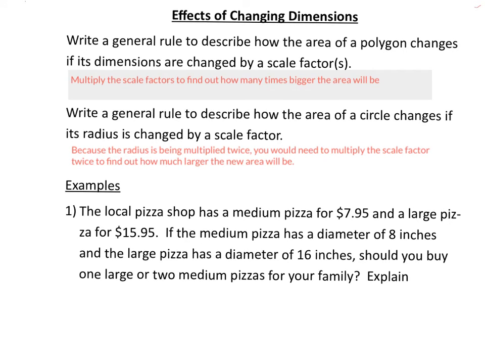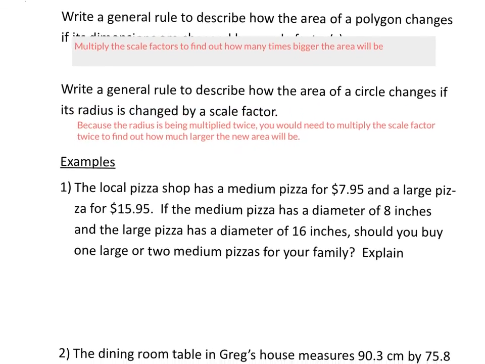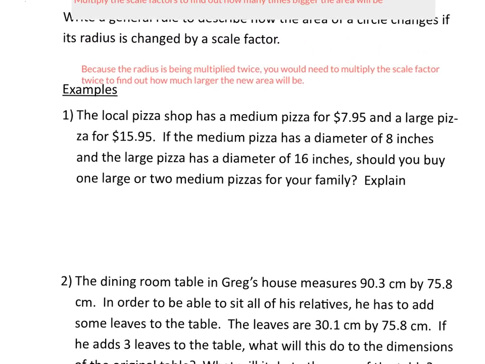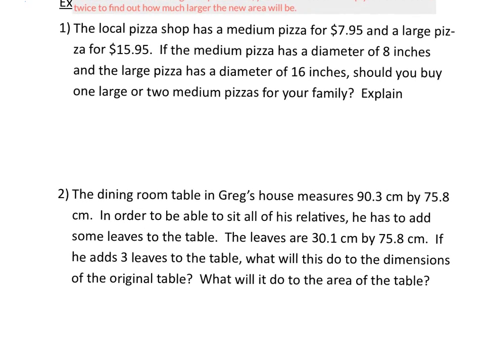Now let's use this knowledge and this information to answer two problems involving area, and these are more higher level thinking application type problems. So, looking on, the local pizza shop has a medium pizza for $7.95 and a large pizza for $15.95. If the medium pizza has a diameter of 8 inches and the large pizza has a diameter of 16 inches, should you buy one large or two medium pizzas for your family? Then we are asked to explain our answer.